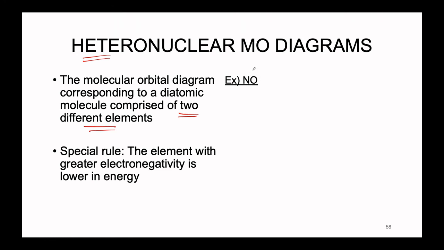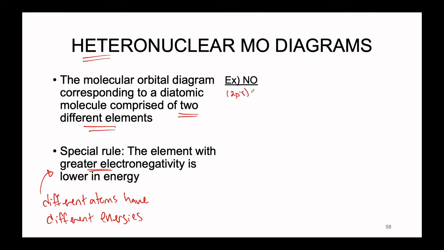Since the two atoms are different, what this last rule acknowledges is that different atoms have different energies. And according to this rule, the element that has the greater electronegativity is going to end up being lower in energy. So for instance, if we wish to draw the molecular orbital diagram for NO, in fact, let's just focus on the combination of the two P's in NO just to save ourselves a little bit of time.